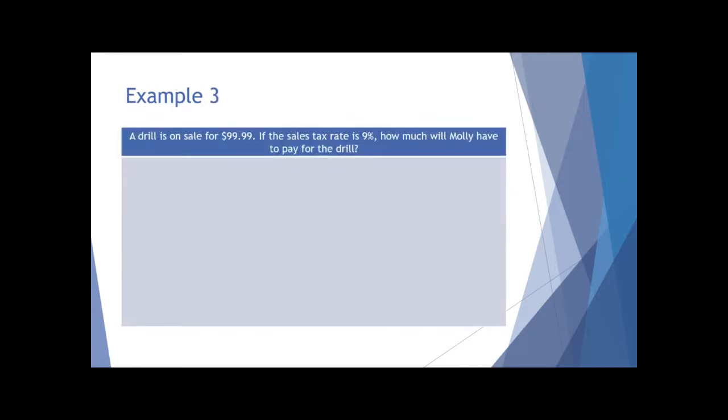So I've got many examples. I think I have like 4 examples here of these types of problems. A drill is on sale for $99.99. If the sales tax rate is 9%, how much will Molly have to pay for the drill? Here we are adding on to the existing price because tax is making it more expensive. So we have the new price over the old price, and then we have 100 plus the tax over 100.